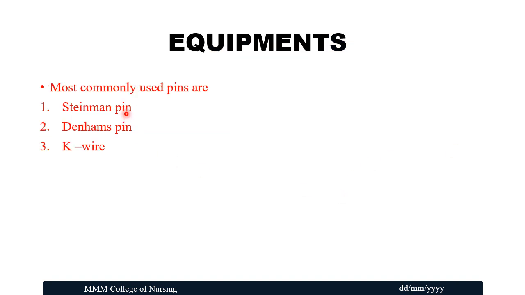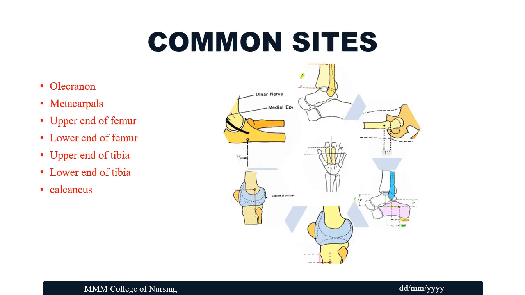Equipment required are a Steinmann pin, Denham's pin, and K-wire. Common sites affected are the olecranon, metacarpals, upper end of the femur, lower end of the femur, upper end of the tibia, lower end of the tibia, and calcaneus. These are the common sites affected with fracture.